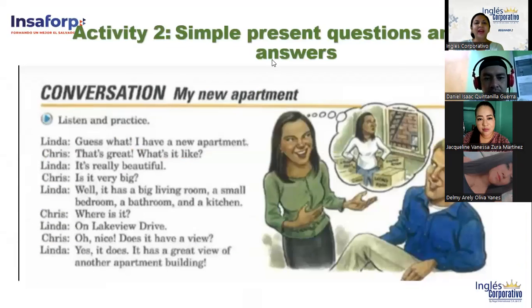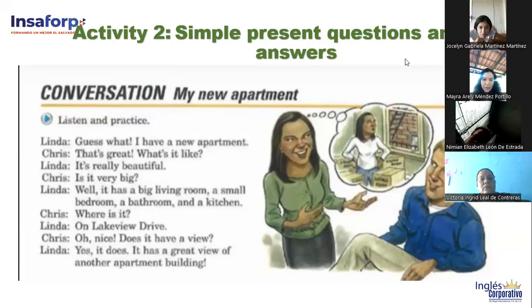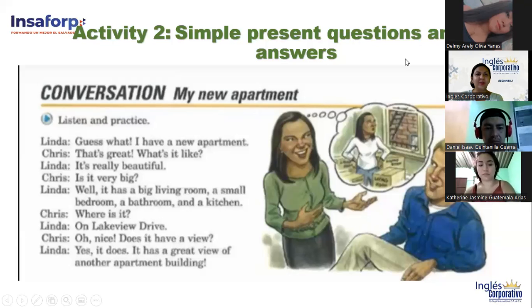Great. Now we have here this conversation about my new apartment. I would like to have two volunteers to read and practice the conversation. One person to be Linda and one person to be Chris. Okay, so I need two volunteers. Who would like to? Okay, Delmi is gonna be one. And the other person?